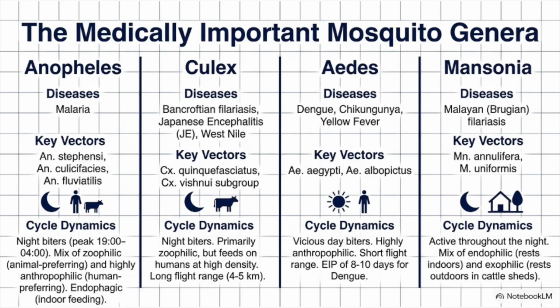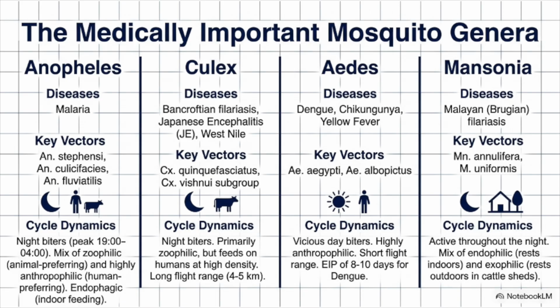Culex transmits Bancroftian filariasis, Japanese encephalitis, and West Nile through vectors like Culex quinquefasciatus and the Culex vishnui subgroup. These are also night biters, primarily animal preferring but feeding on humans when in high density, and they have a long flight range of 4 to 5 kilometers.